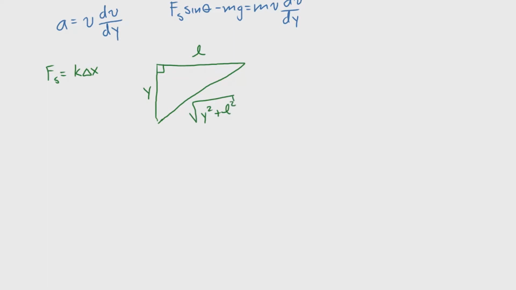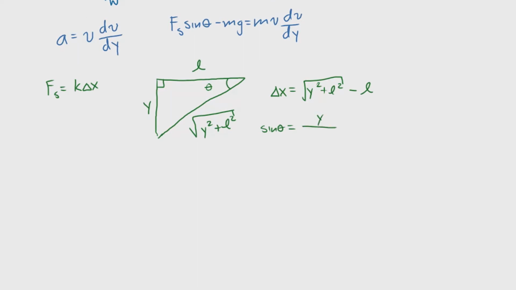So to see how much the spring has stretched, which is delta x, all we have to do is take the difference between this side of the triangle and then this side of the triangle. So we could say that delta x is simply the square root of y squared plus L squared, minus L. And then we could say as well for theta, sine of theta equals y over the square root of y squared plus L squared.